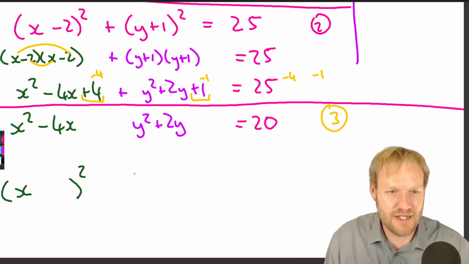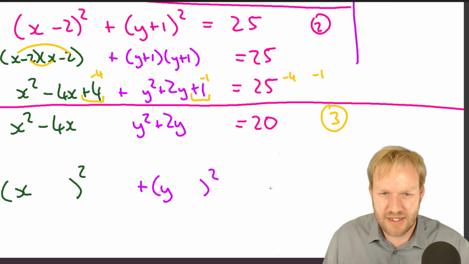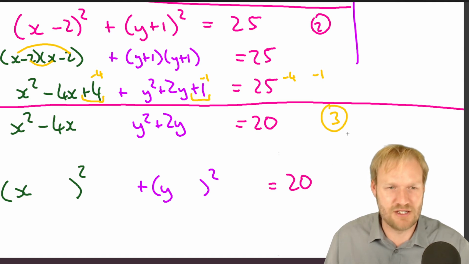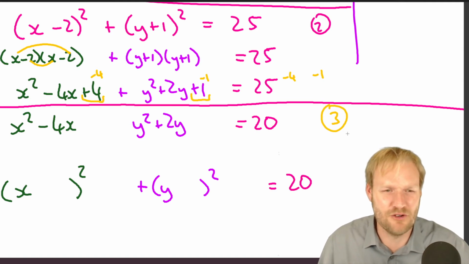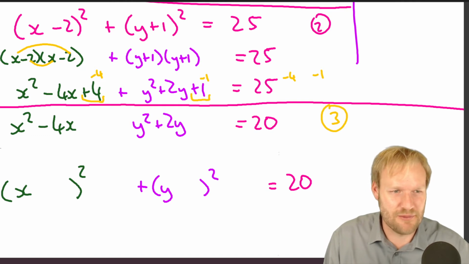And for the y's, it's going to be the same. We're going to have y plus something squared. And then on this side, I'm just leaving a little gap, equals 20. So that's the format we're aiming for. So let's see how we're going to get there.